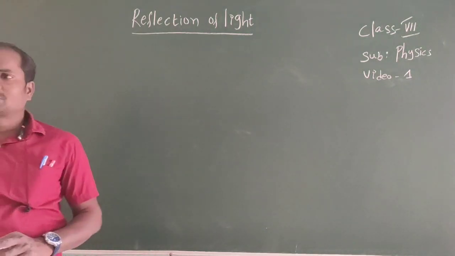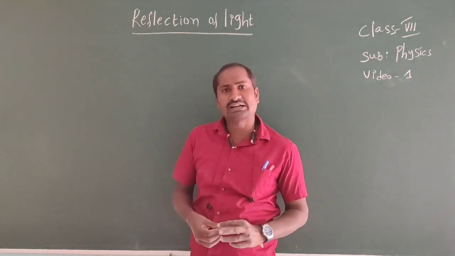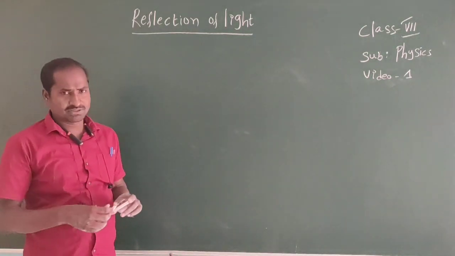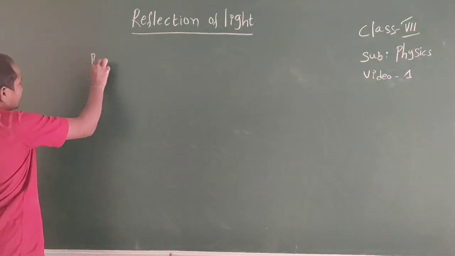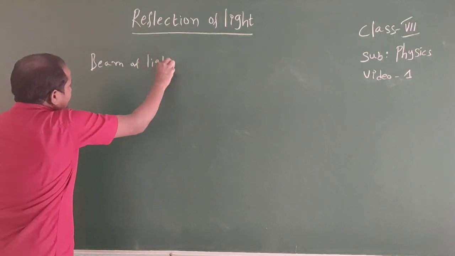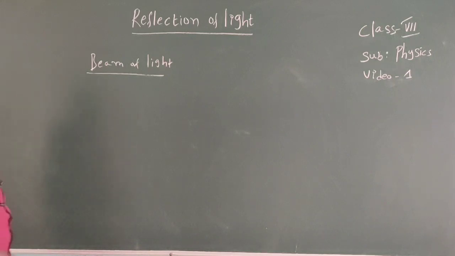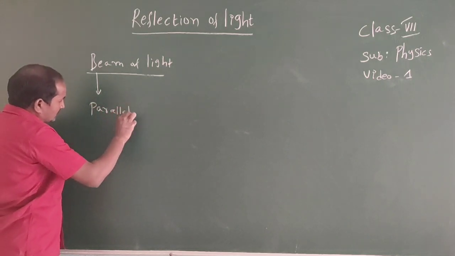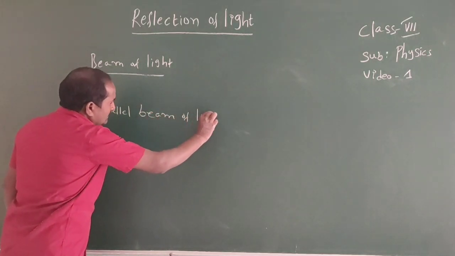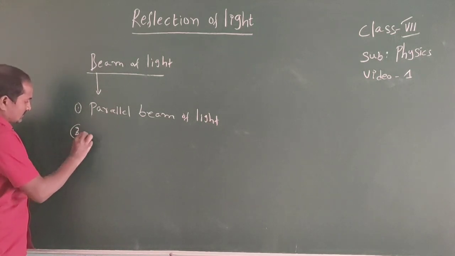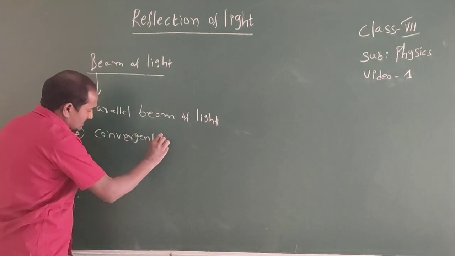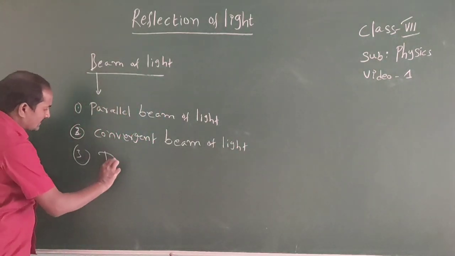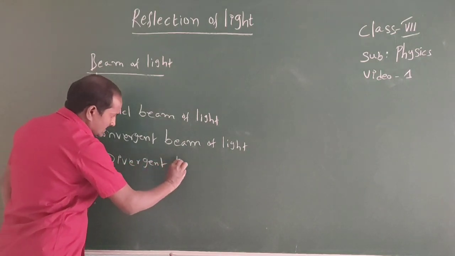Next one, beam of light. Beam of light means the number of light rays, or the collection of light rays, is called a beam of light. A beam of light can be divided into three types: parallel beam of light, convergent beam of light, and the third one, divergent beam of light.